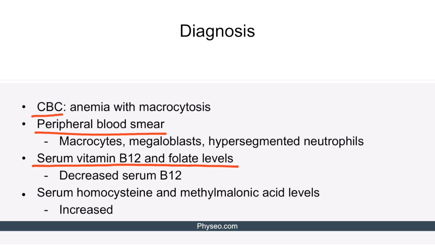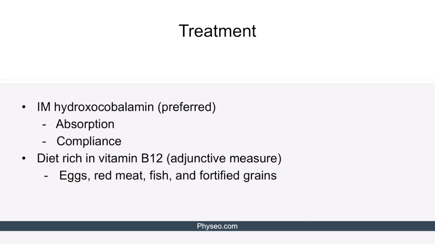If serum vitamin B12 is decreased and folate is normal, a diagnosis of vitamin B12 deficiency can be made. If folate and serum vitamin B12 levels are borderline, serum homocysteine and methylmalonic acid levels should also be obtained. Increased homocysteine and methylmalonic acid levels are suggestive of vitamin B12 deficiency. Lastly, let's discuss the treatment of vitamin B12 deficiency.